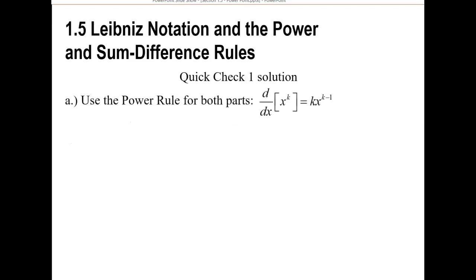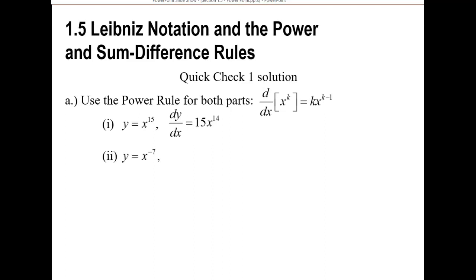All right, so power rule for both parts. Derivative with respect to x of x to the k, our power rule says, is k times x to the k minus 1. So y equals x to the 15th. Derivative with respect to x would be 15 x to the 14th. 15 becomes the coefficient. The new power is 1 smaller.